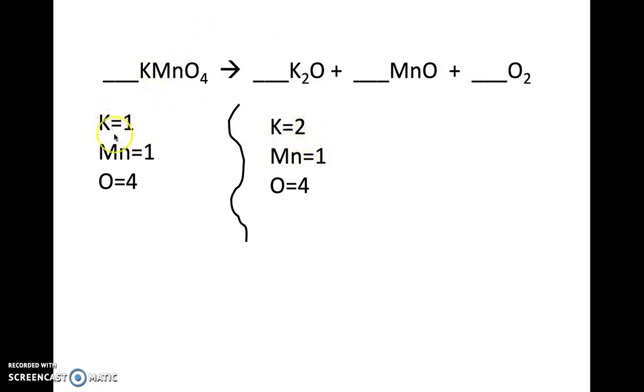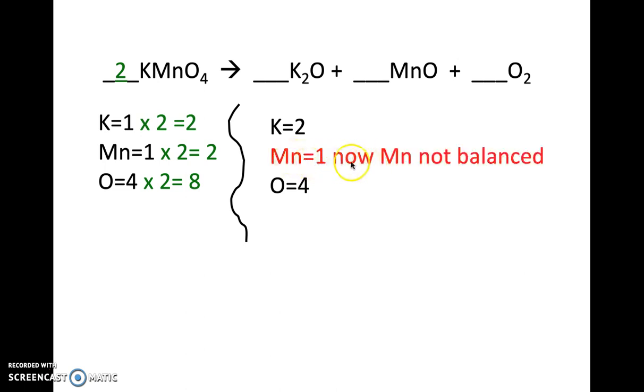I'm going to put a 2 coefficient here to get those balanced, but that changes all of my counts on my left side. So I had to multiply the Mn by the 2 and the O by the 2. Okay, now my Mn is not balanced. So I put a 2 there. That gives me 5 total oxygens. Now, do you guys see how I get 5? I've got 2 coming from my O2, 2 coming from these 2 MnO4s, and then 1 coming from the K2O.